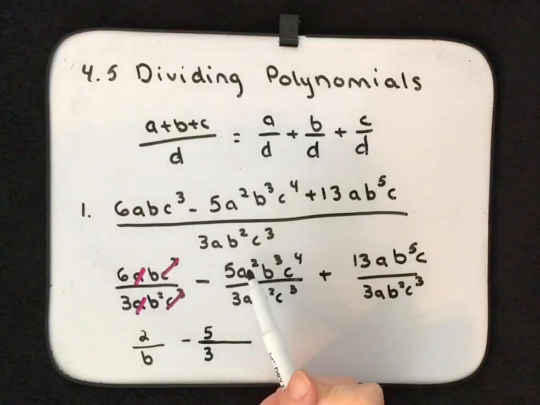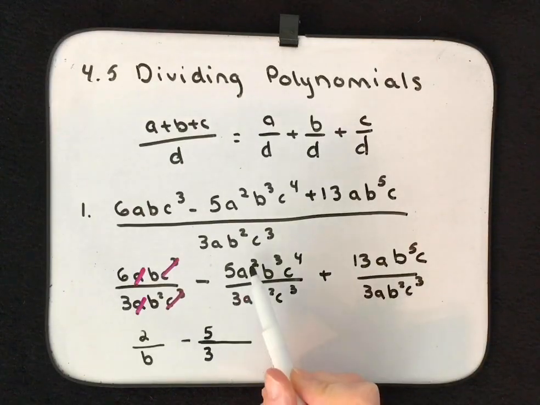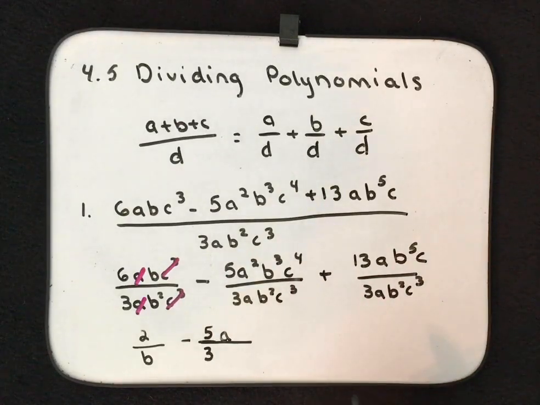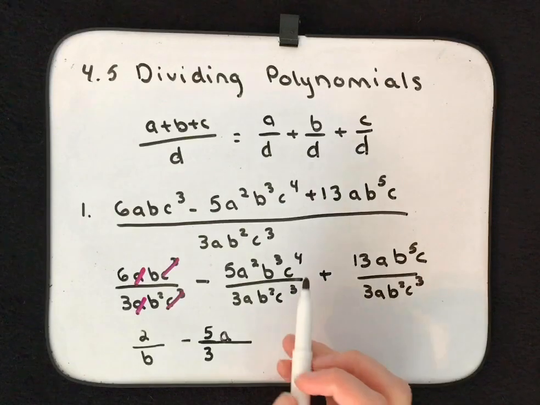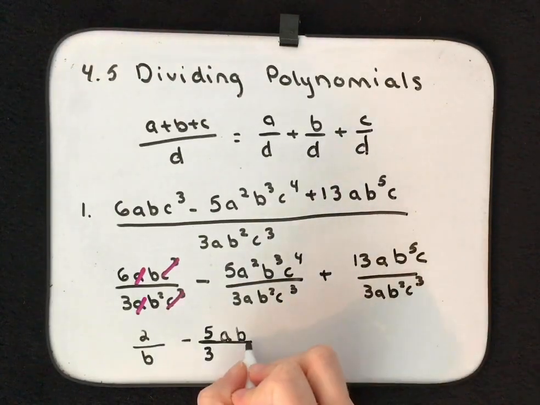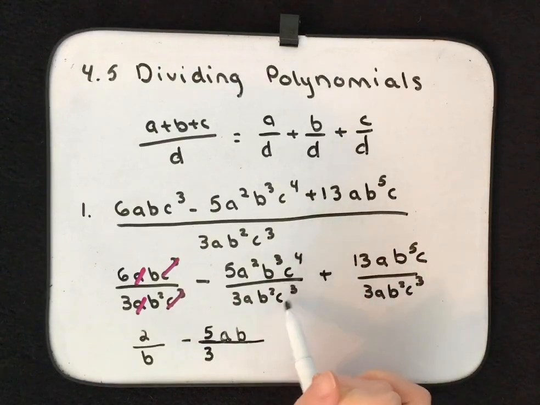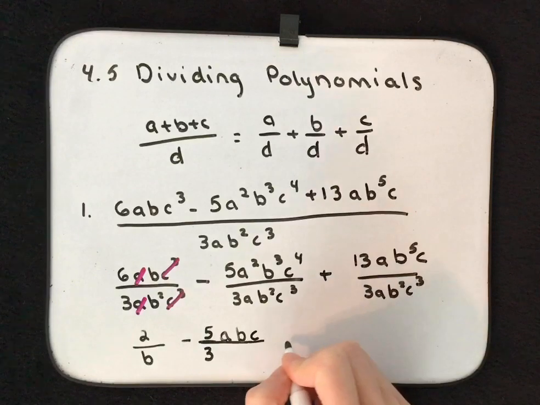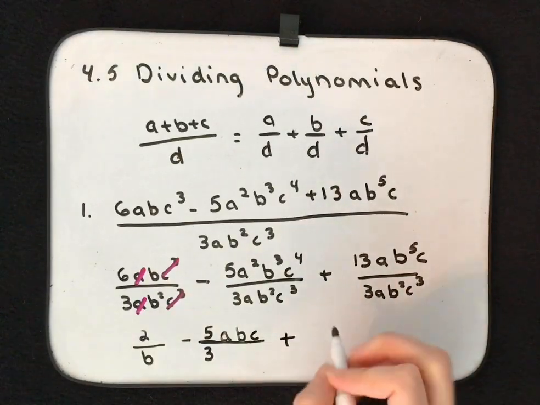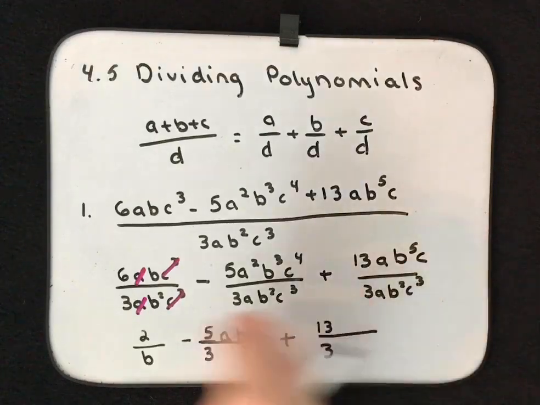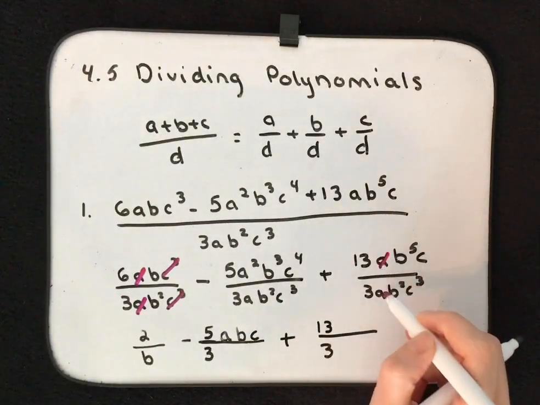We have a to the second in the numerator over a. 2 minus 1 is 1, and there were more in the numerator to begin with, so it stays in the numerator. Then we have b to the third over b to the second. 3 minus 2 is 1, and there were more in the numerator, so it stays in the numerator. C to the fourth over c to the third will simplify to just c in the numerator. Then we have plus 13 over 3 we can't really do anything with, so we're just going to leave that for our fraction.